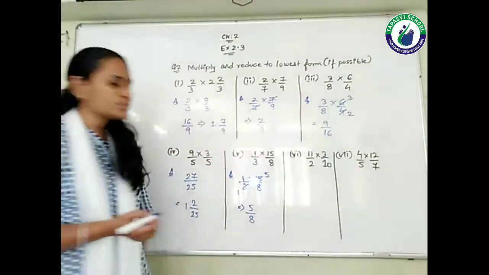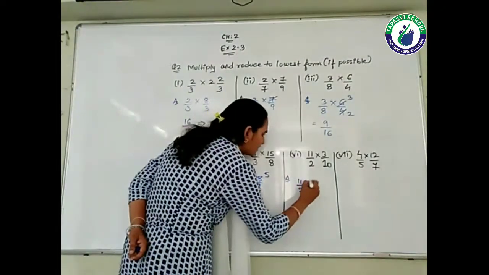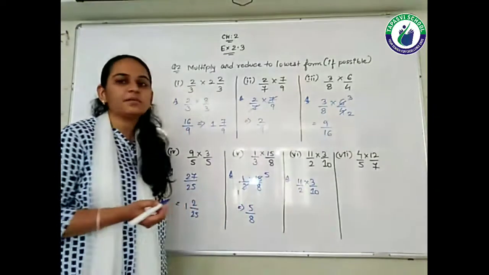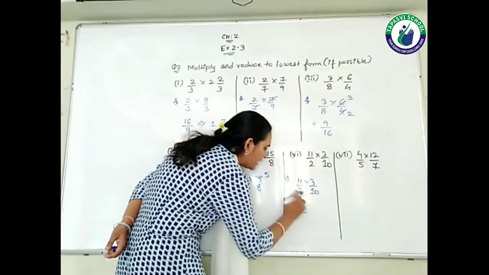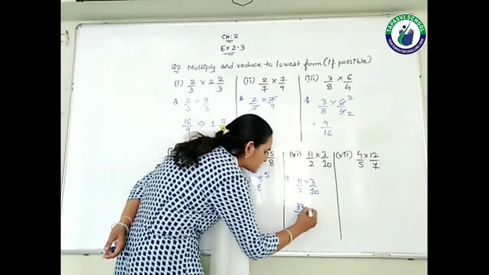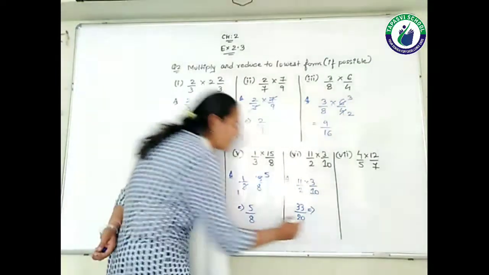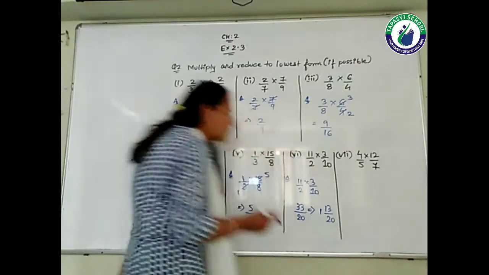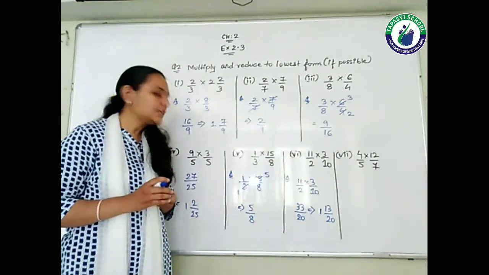Moving to the sixth question, students. 11 upon 2 into 3 upon 10. Here also nothing can be cut down, so directly you can multiply it. So 11 3s are 33 and 2 10s are 20. This is an improper fraction, students, so I am converting it into a mixed fraction. So 1 integer 13 upon 20. So 1 20s are 20 plus 13, so we will get 33.